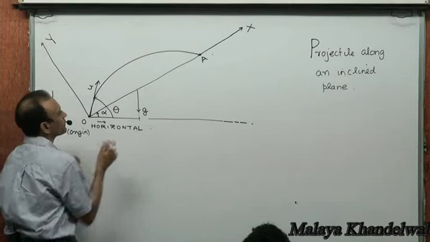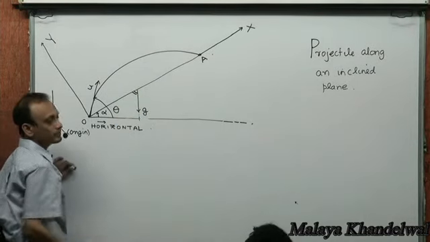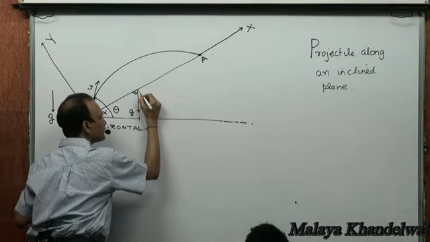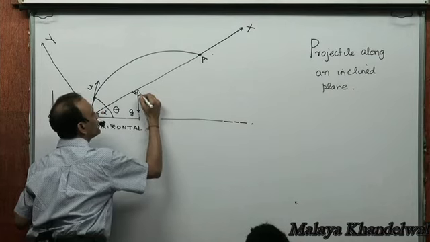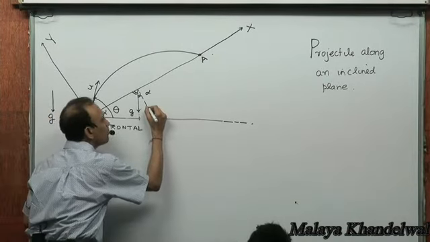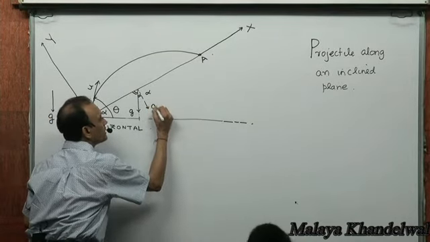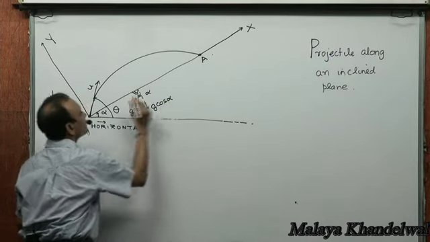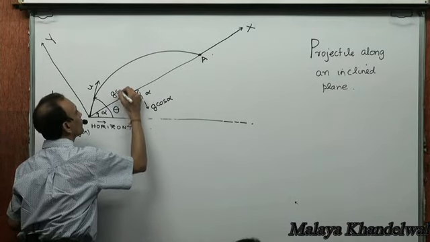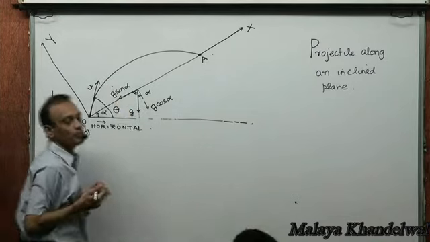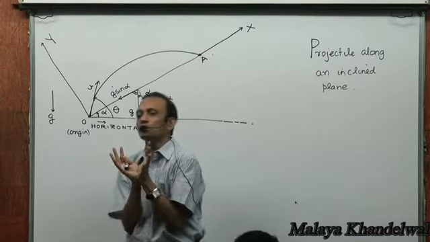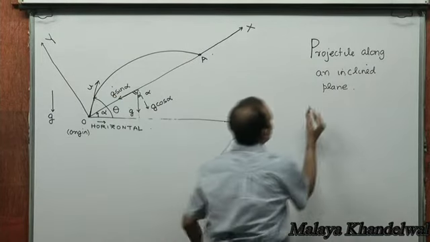Now, if this is alpha, very clearly this is 90 minus alpha, right? And a perpendicular to the plane is this. This is perpendicular to the plane, and this is alpha. So g could be resolved as g cos alpha perpendicular to the plane and g sine alpha parallel to the plane. Yes or no?